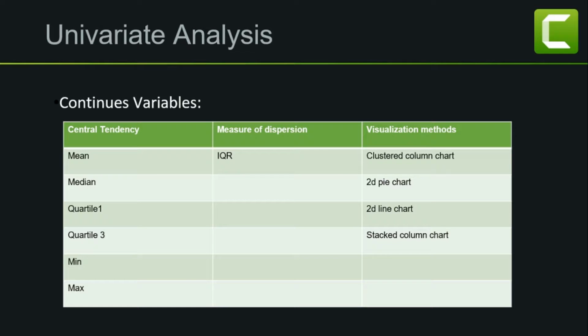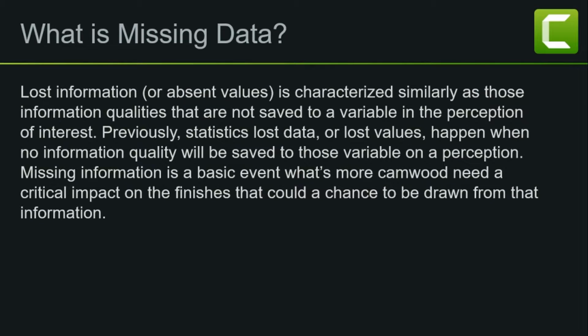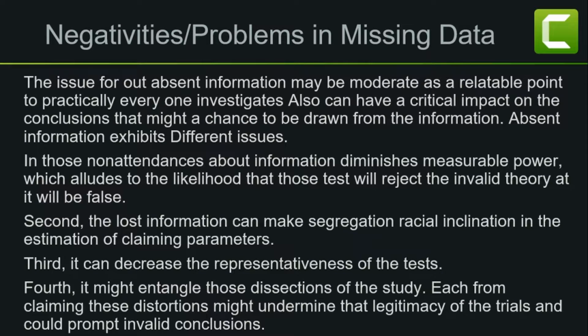Now we move on to missing data. Missing data is defined as the data value that is not stored for a variable in the observation of interest. In statistics, missing data or missing values occur when no data value is stored for a variable in an observation. Missing data are a common occurrence and can have a significant effect on conclusions that can be drawn from the data. The problem of missing data is relatively common in almost all research and can have a significant effect on conclusions that can be drawn from the data.